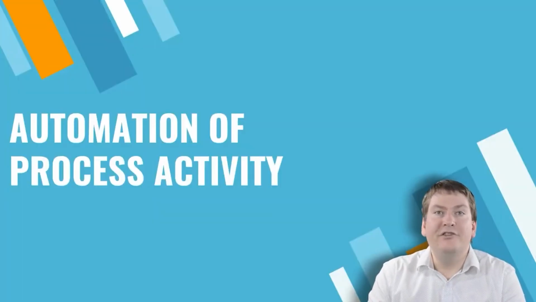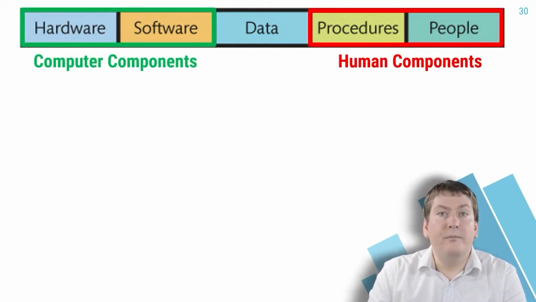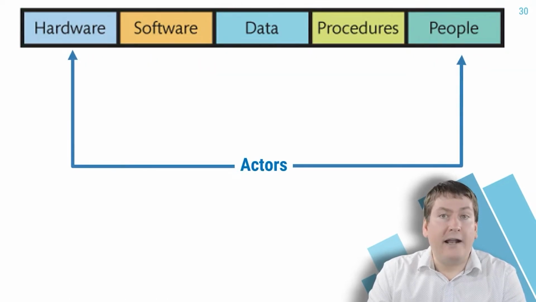Moving on to the automation of process activities. Recall from our first lecture, that'd be the Chapter 1 lecture, that the 5-component framework for an information system includes hardware, software, data, procedures, and people. Hardware and software are the computer components, and procedures and people are the human components. But we can also look at this in terms of actors and instructions. The components on the outside, hardware and people, are actors. By that I mean they can take some action in the system.